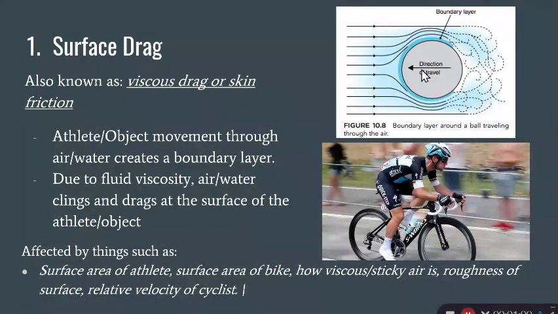And the amount of drag that's caused by this fluid viscosity is dependent on a lot of different things. For example, if I'm biking here, it could be dependent on the surface area of the athlete, maybe the surface area of the bike, how sticky that air is, okay? Is the surface rough or is it smooth, okay? And how fast that cyclist is going.